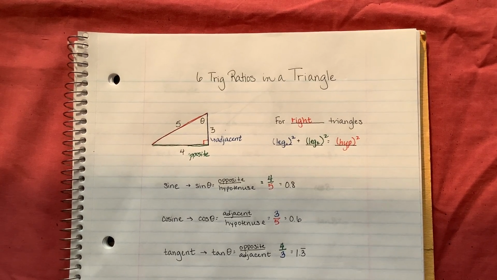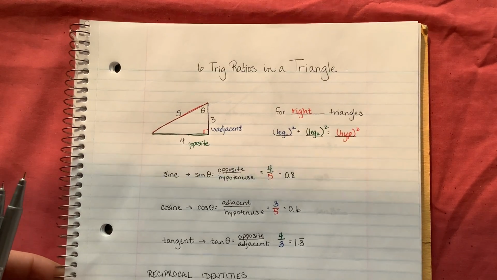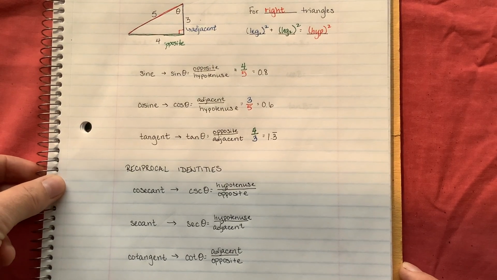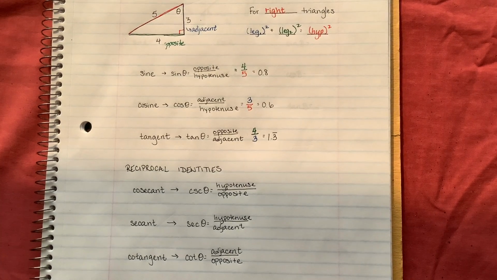So those are the trig ratios that you remember, but as you might have noticed from the title of the video, there are actually 6 trig ratios. So there are 3 new ones that you will be using in pre-calc this year. They're called the reciprocal identities. As you might remember, reciprocal means to take a fraction and flip the numerator and the denominator. So each of the reciprocal identities is the reciprocal of one of the familiar identities.